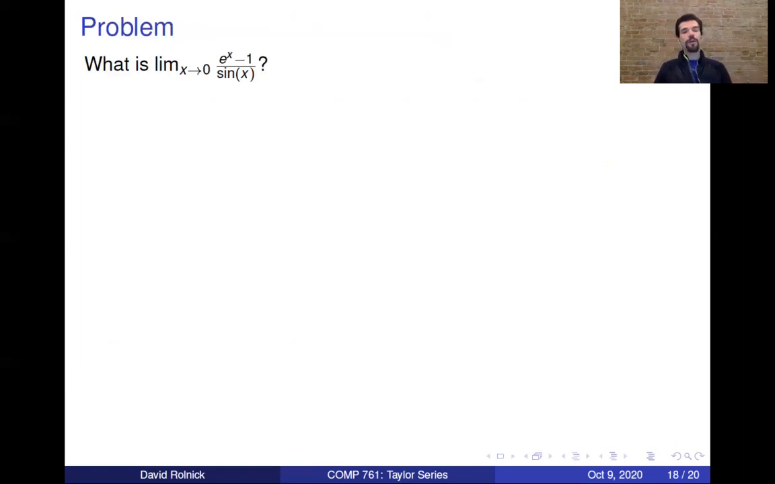And now let's finally solve the problem at the start of class. What is the limit as x goes to 0 of e to the x minus 1 over sine of x? And how would you do that? What are your thoughts?